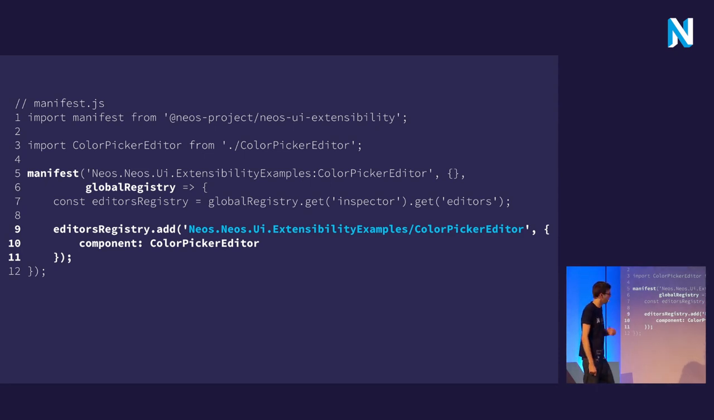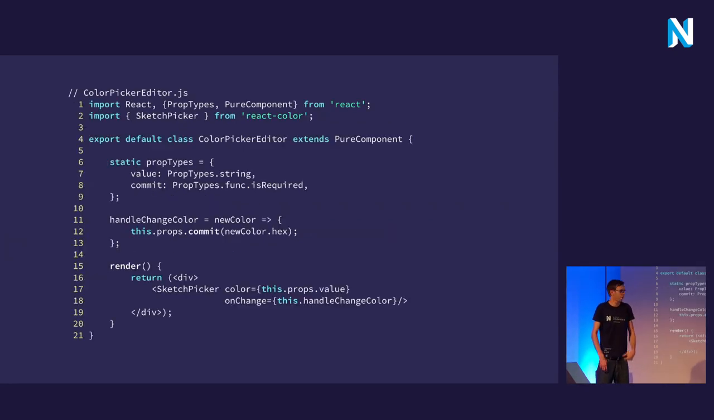And what we then can do is we can add something to this registry. So we just give the thing a name, we say, okay, Neos UI, blah, blah, blah, we just call it the color picker editor, and here we load the React component for the color picker editor. And that's how we actually load code into the new Neos UI. And now we have to implement the color picker editor. Actually, that's just standard React code.